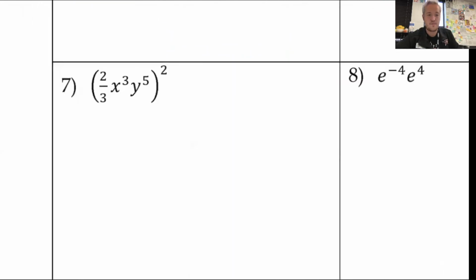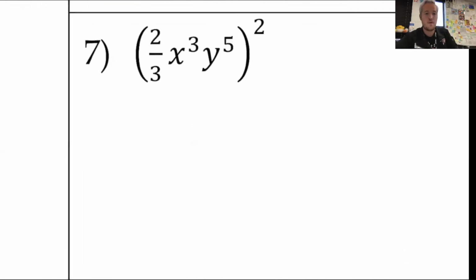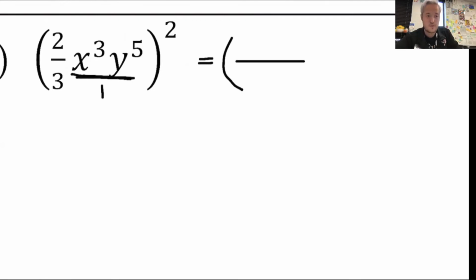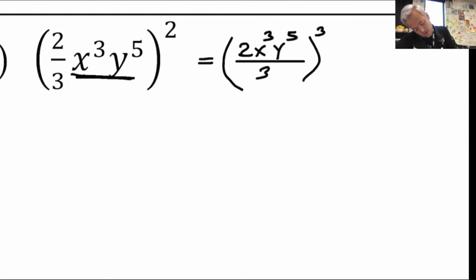All right. Now number 7. All right, so now we have 2/3 x to the 3rd, y to the 5th. So I'm actually going to rewrite this. Notice how these values, if I were to write these as a fraction, everything would be over 1, which means they're going to go in the numerator. So I'm going to write it as 2x to the 3rd, y to the 5th, all over 3, raised to the 2nd power.